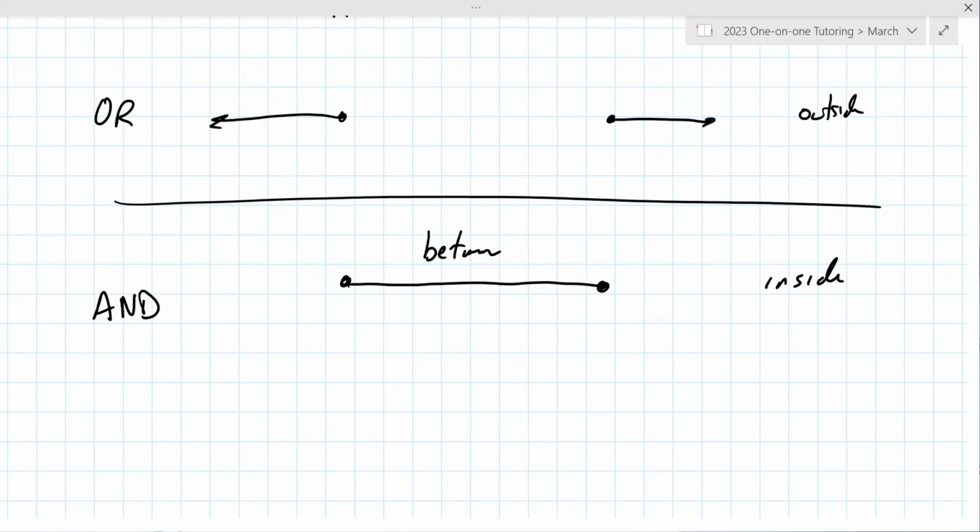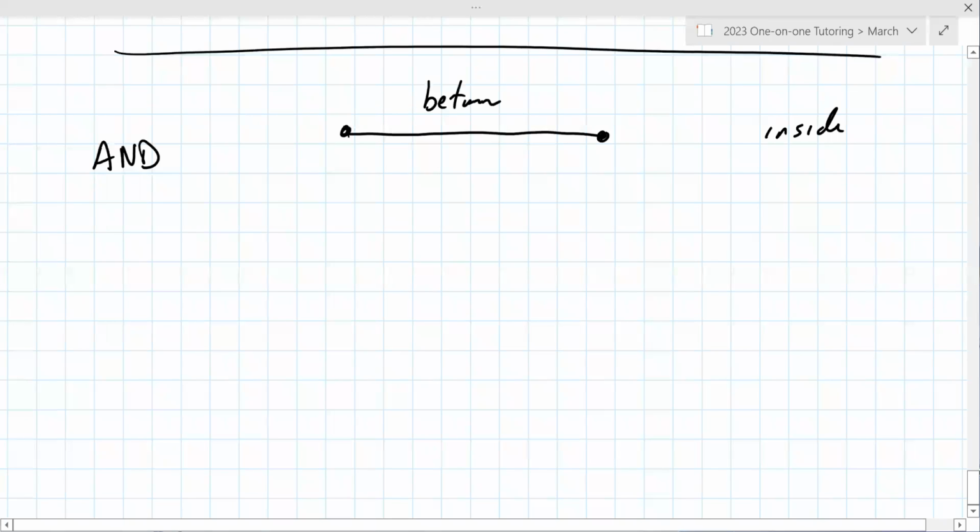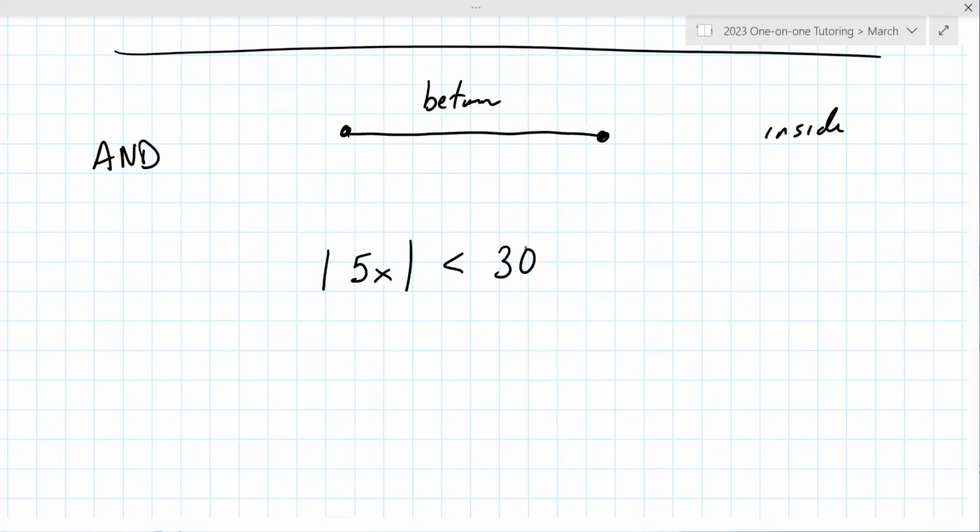Okay. I understand how that works. Great. So let's do a couple of problems here and see how much, because you probably have seen this before. Another type of problem you might see is something like the absolute value of 5x is less than 30. Notice the difference here is that the inequality is going the other direction. In all the other problems we were doing, it was going to the right, it was greater than; now it's a less than. So this is the between case.